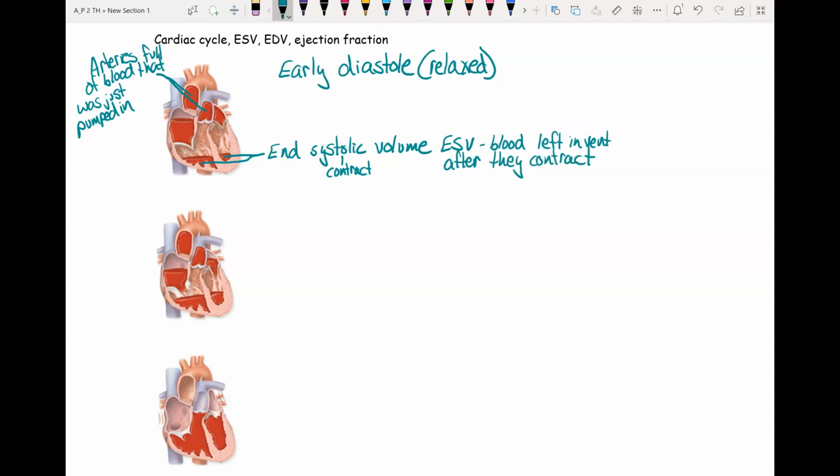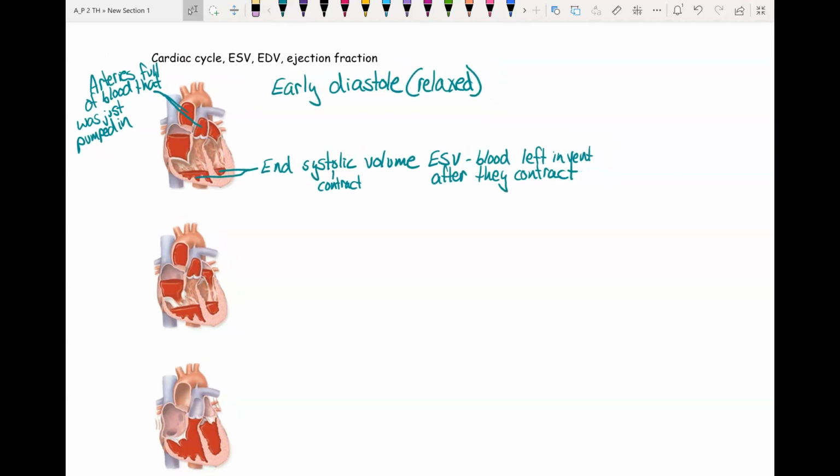And we are going to put some numbers to these volumes, and it varies from person to person and based on your activity level. So we're going to do the number that is the average healthy adult at rest. But just remember, these are not precise numbers. They vary greatly. In general, this is going to be 60 milliliters, and that is per ventricle. All of these numbers are per ventricle. So you have 60 milliliters here, and you have 60 milliliters here. That's the leftover blood after the ventricle contracts.